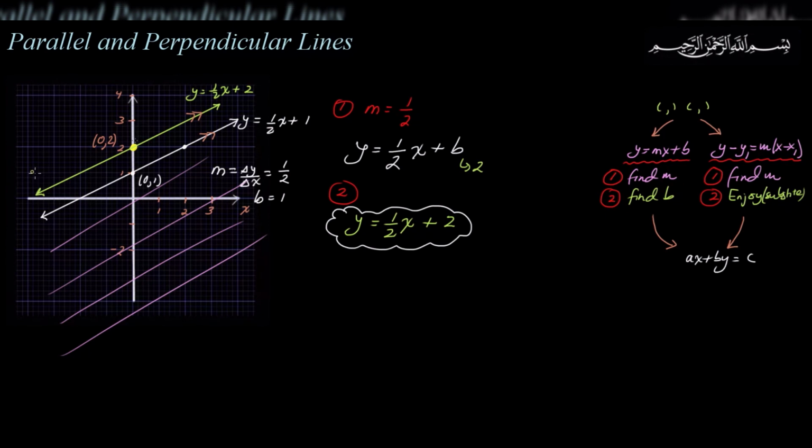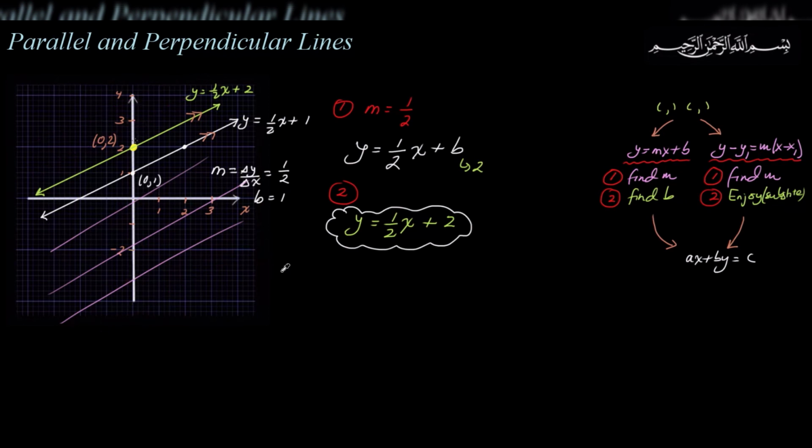So there are an infinite number of parallel lines, right? And the only difference between each of them would be what the y-intercept is, correct? And that's how you would go about finding a line that's parallel to this line.